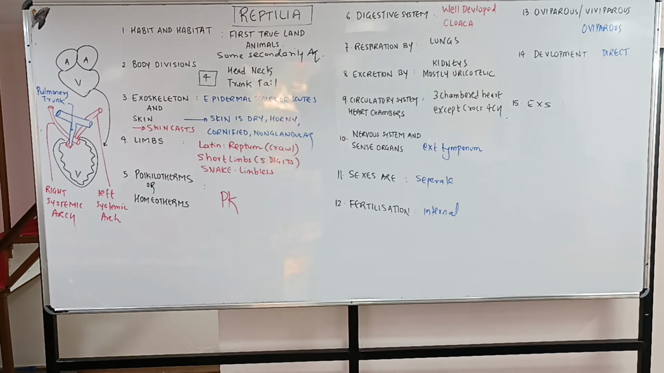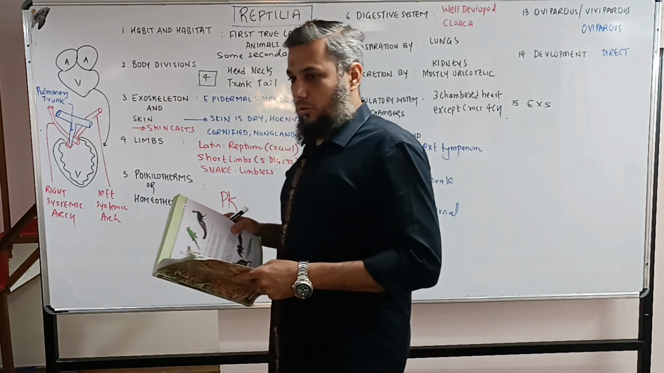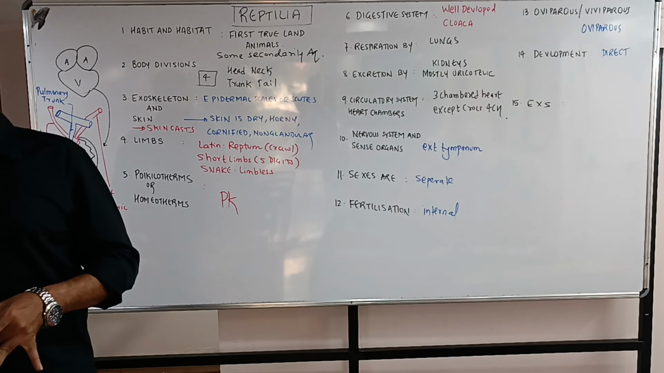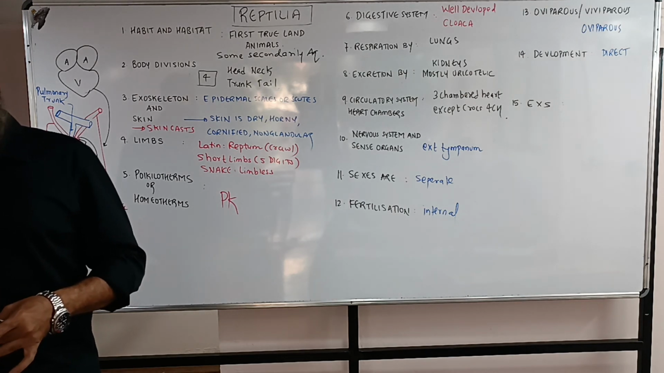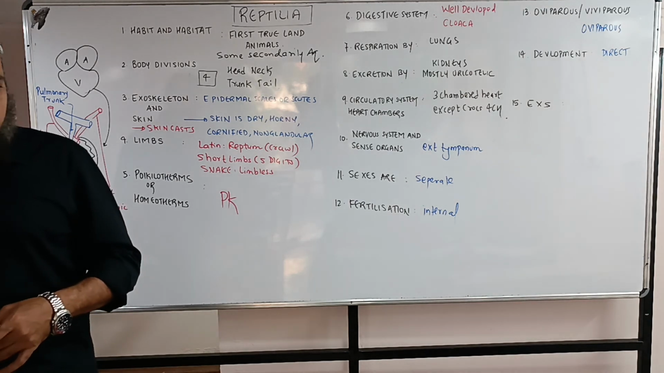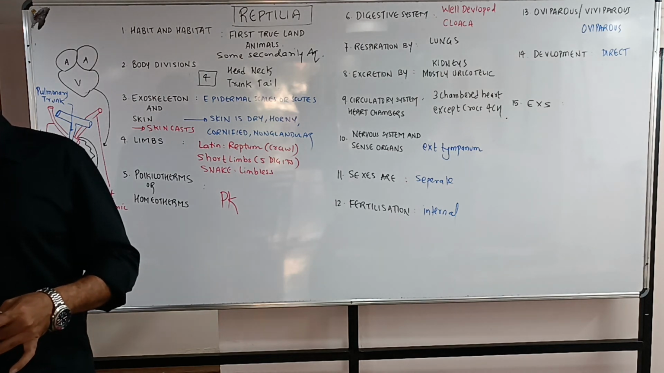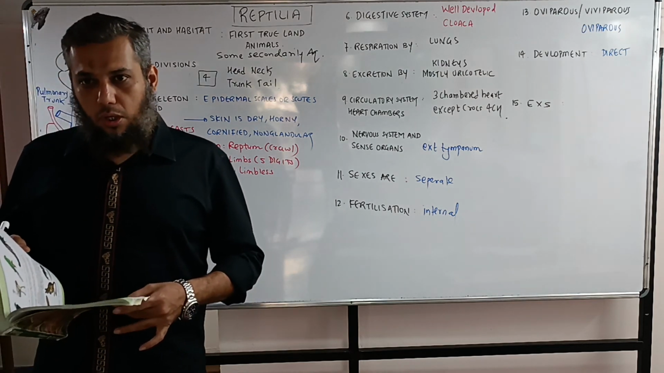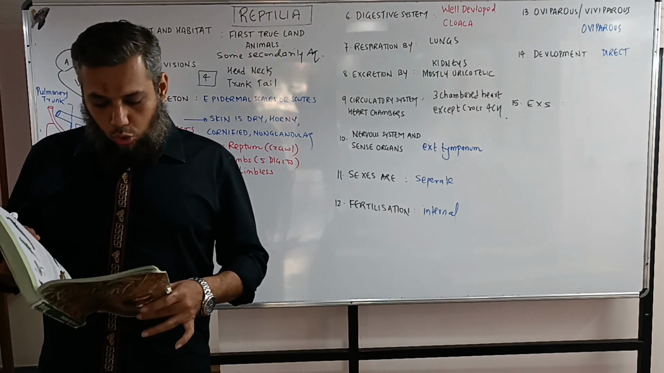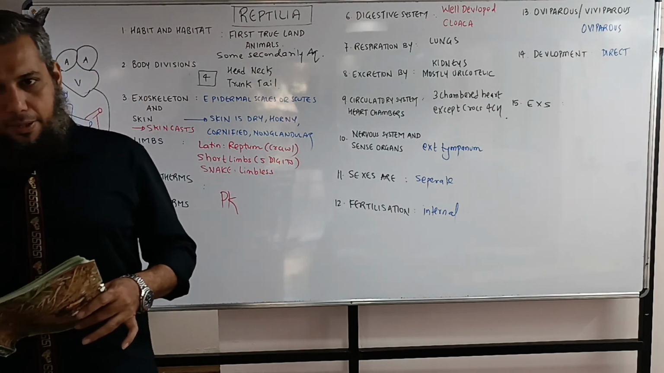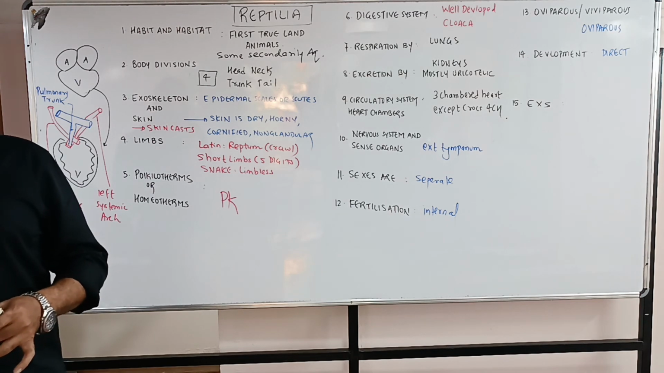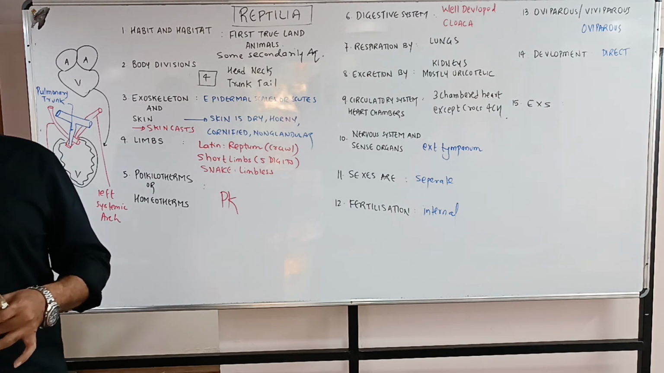And repeat after me. Chelone. Turtle. Testudo. Tortoise. Chameleon. Tree lizard. Calotes. Garden lizard. Crocodilus. Crocodile. Alligator. Hemidactylus. Ball lizard.